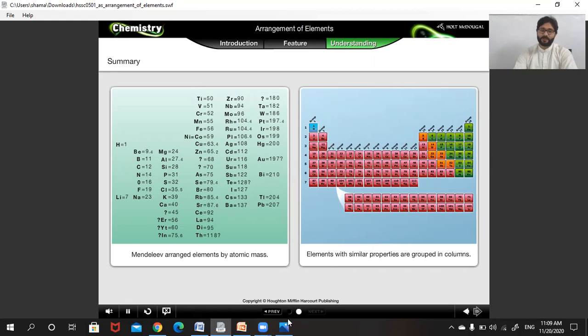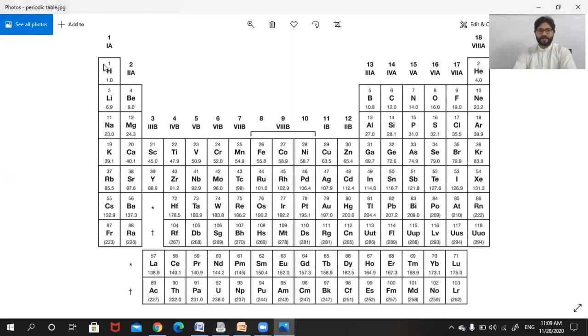So the modern periodic table, this one, is based on increasing atomic number. You can see over here 1, 2, 3, 4, 5, 6, 7, 8, 9, 10, and so on. And if you reach the last element, this one is 118 over here now. Dear student, the modern periodic table was presented by Henry Moseley in 1911.